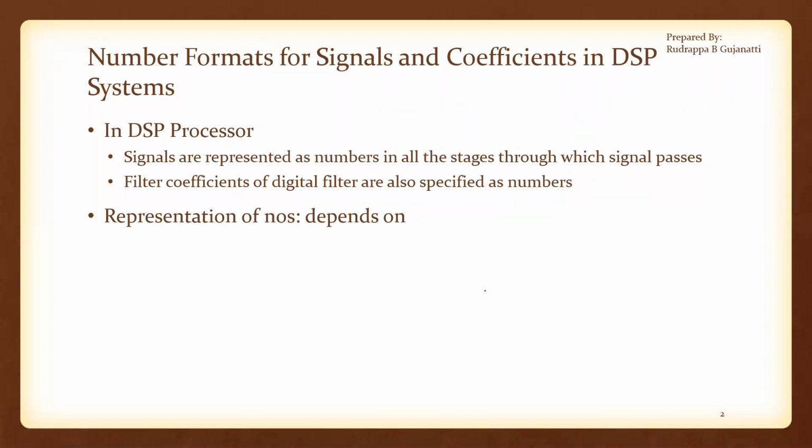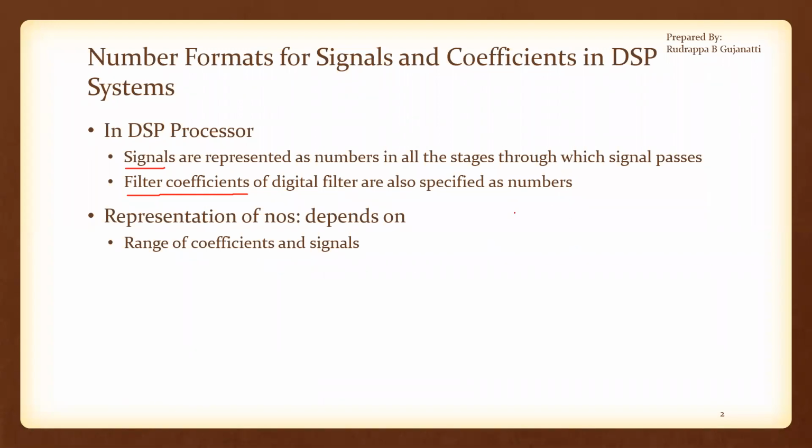Now, representation of numbers depends mainly on several aspects. The first one is the range of the coefficients and the signals. What signal will I be processing, and what is its range? What are the filter coefficients, and in what range do they fall? If it is a low pass filter, what range of filter coefficients is expected? If it is an IIR filter, what happens in that case? All those things matter.